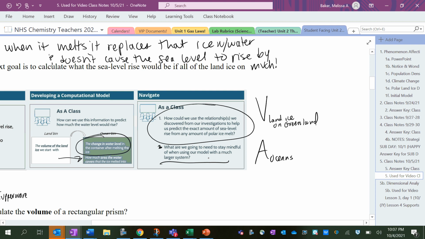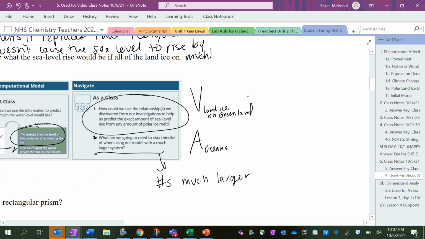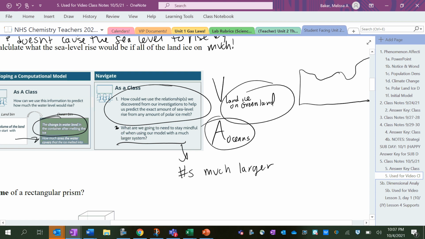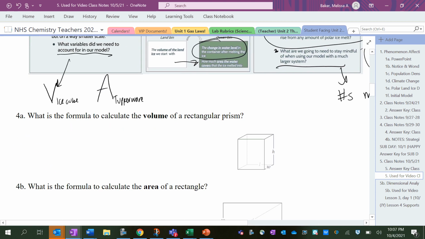But of course, we're going to need to be mindful of some things, like the numbers are going to be much larger. It's going to be difficult because the land ice isn't like a uniform height, uniform thickness, right? If this is a sheet of ice from the side. So that's going to make things difficult. Same with the area of the oceans. Obviously, it can get tricky to approximate that. So there's going to be some things that make it a little more challenging.